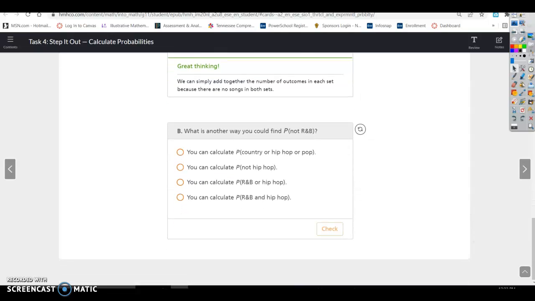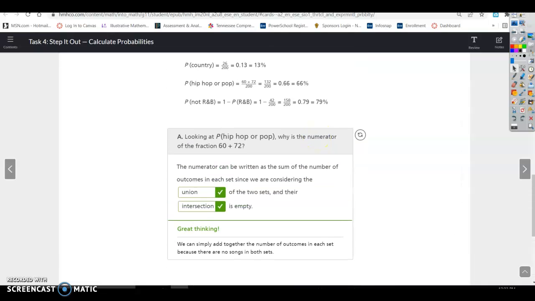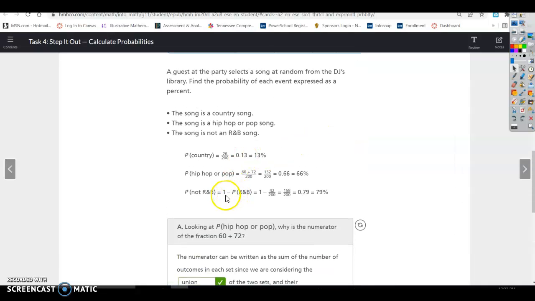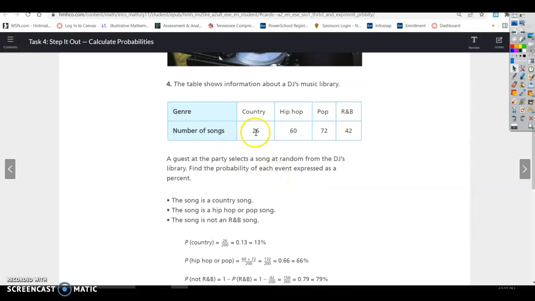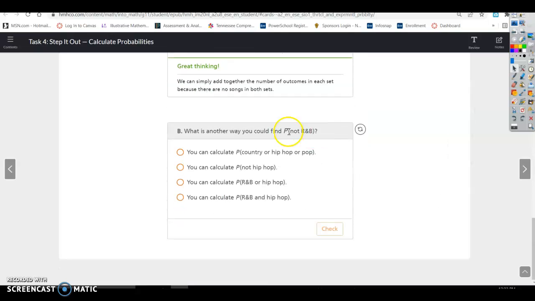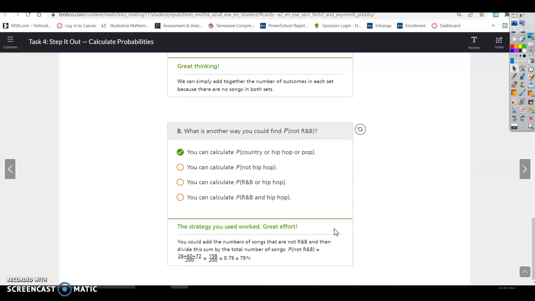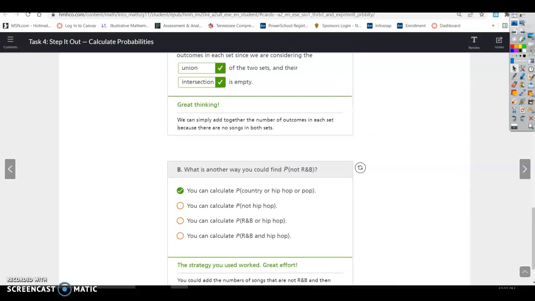All right, what is another way to find the probability of not R&B? Okay, so they found the complement, and they did 1 minus the complement. Another way to find that would be simply to add these 3 numbers up and divide them by 200. So that would be country, hip hop, or pop. All right, that's all for task 4. If you have any questions, let me know.